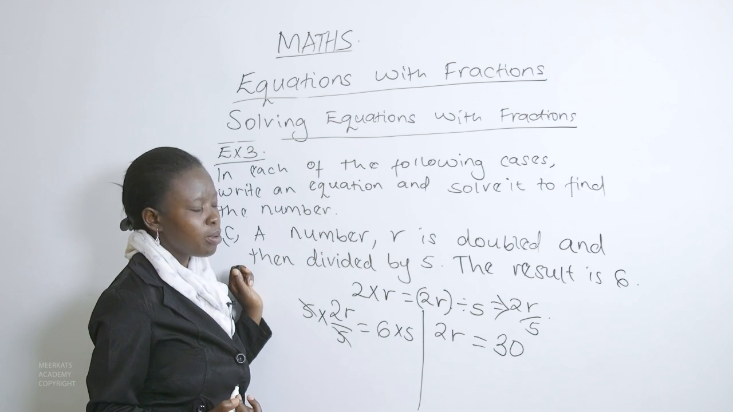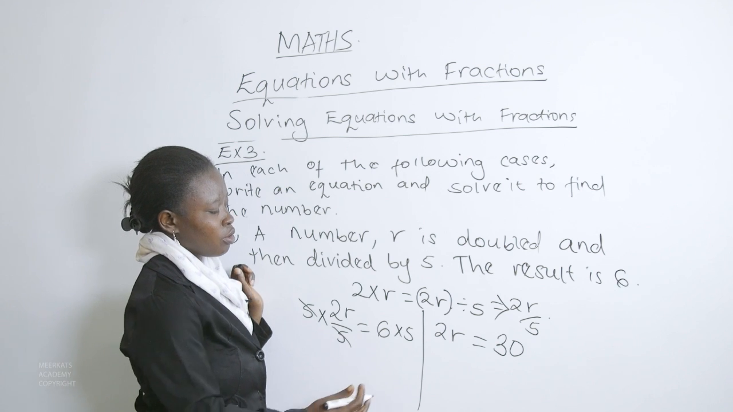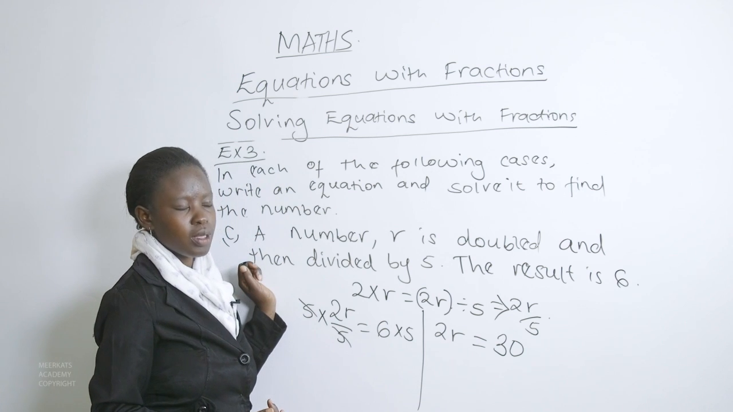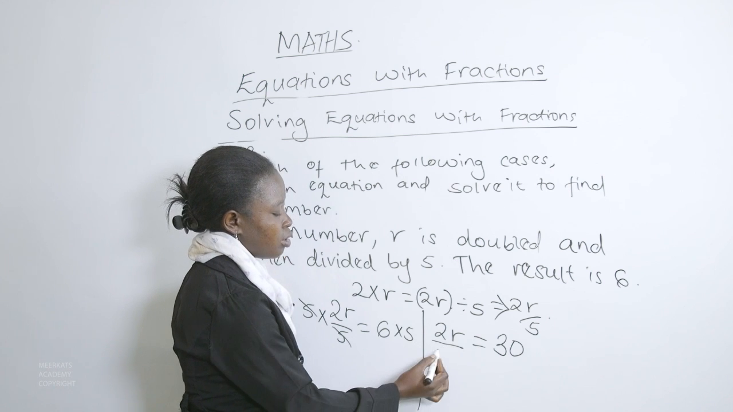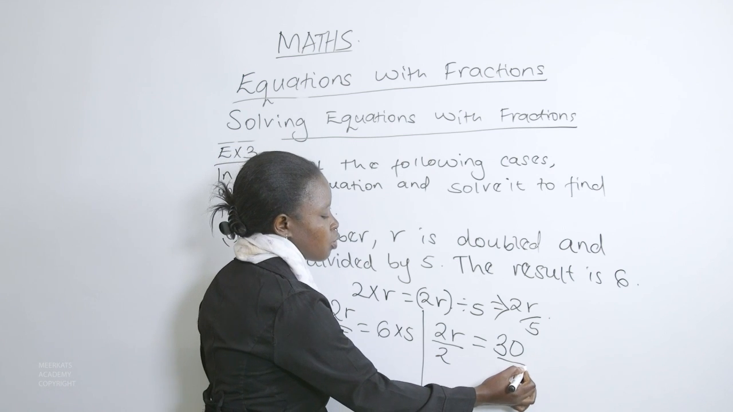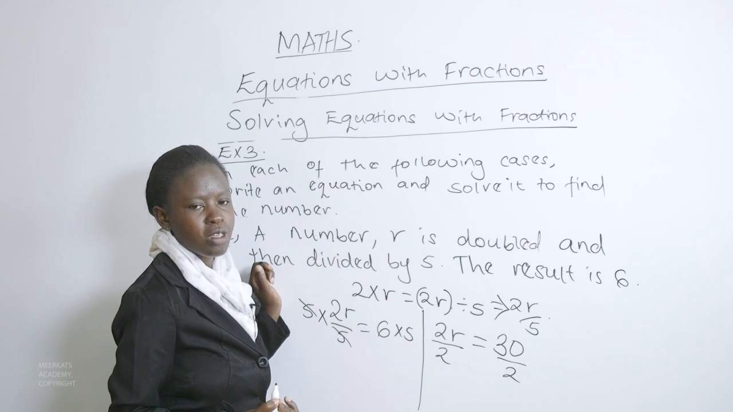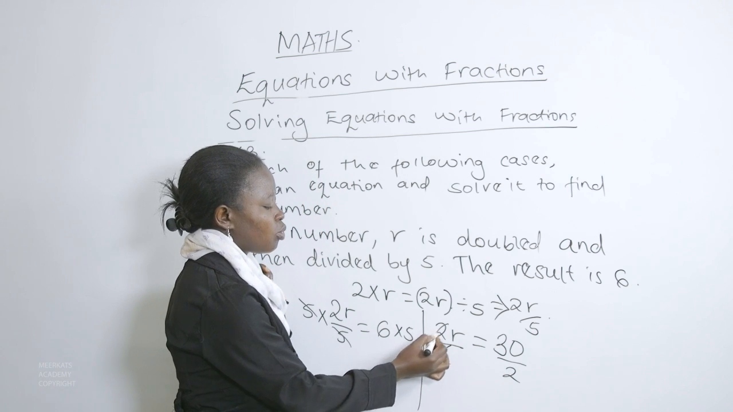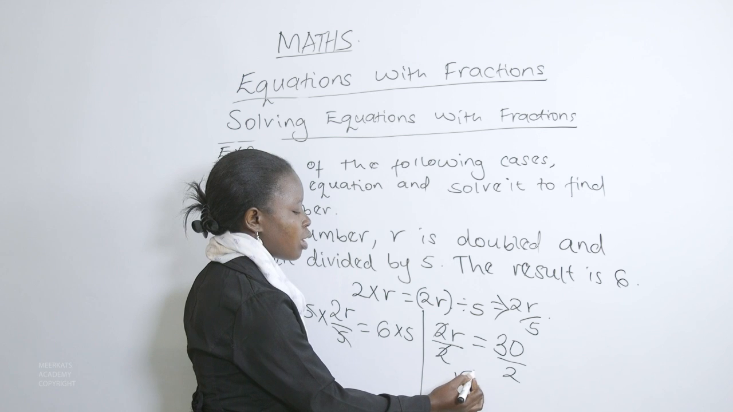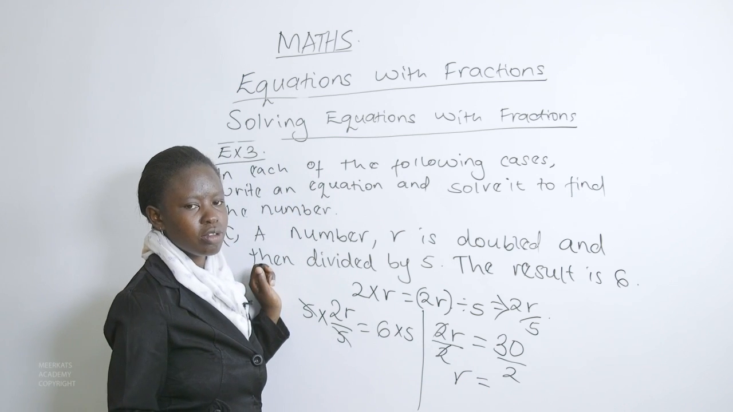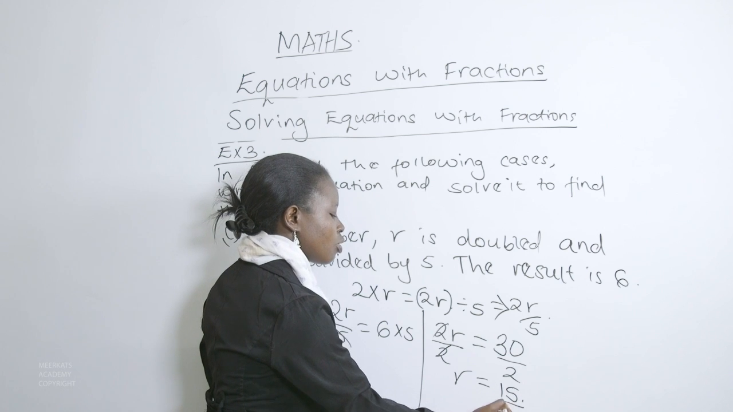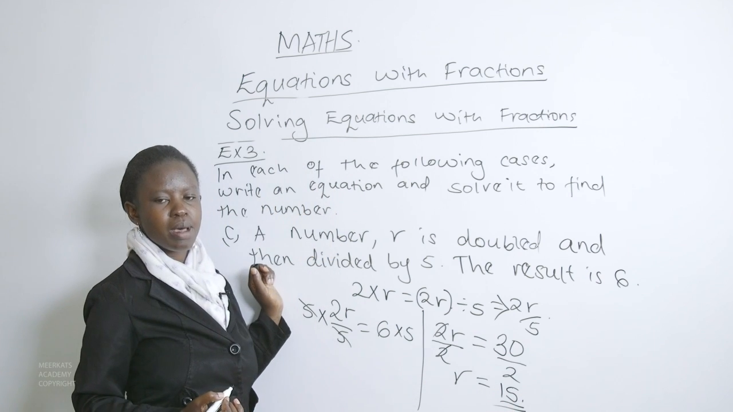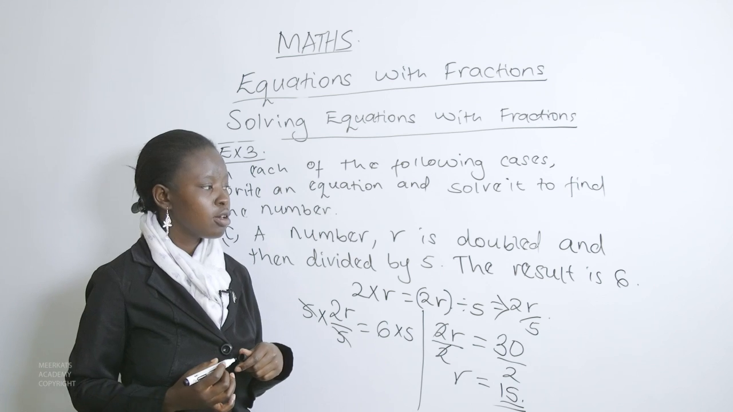The next step, we said that when we have such an equation, the next step that is followed is dividing by 2. In this case, we are dividing by 2 on both sides, so that 2 and 2 cancels out, and you are left with r will be equal to 30 over 2, and 30 over 2 is 15. So the value of our number in this case is 15.